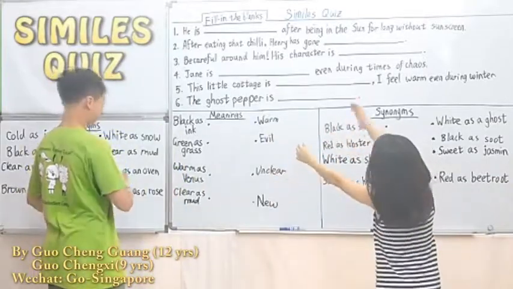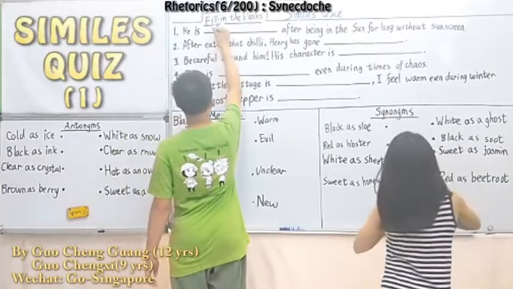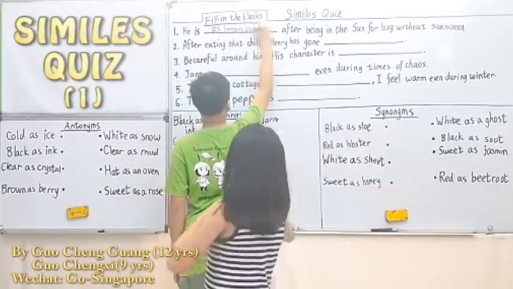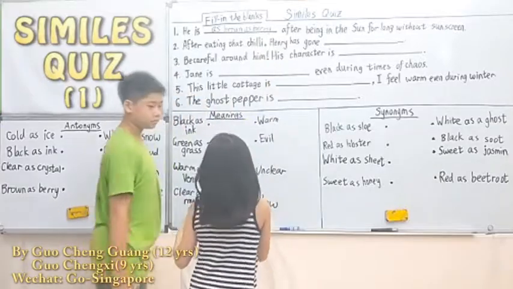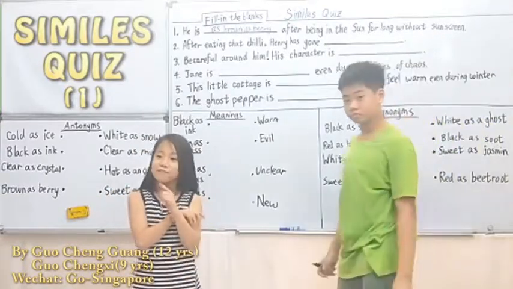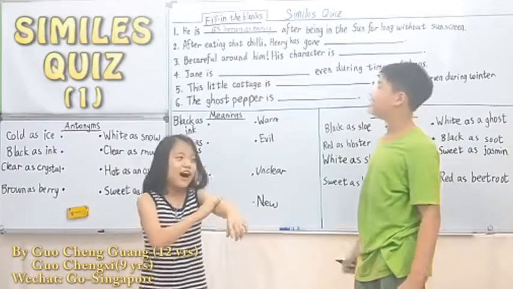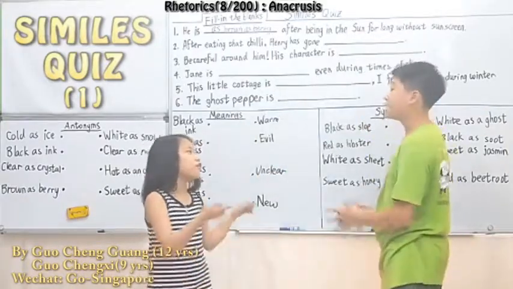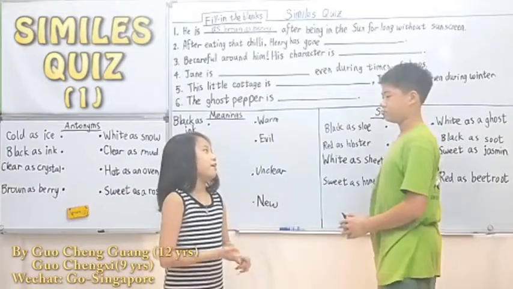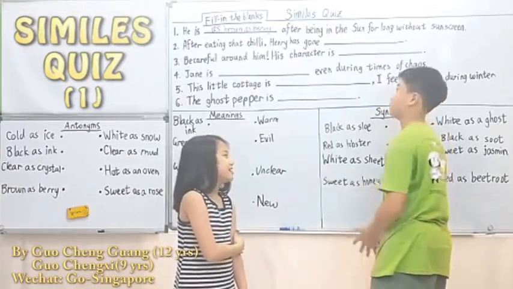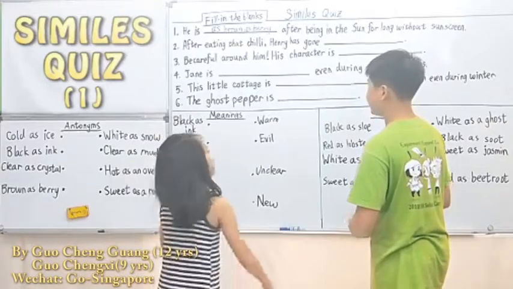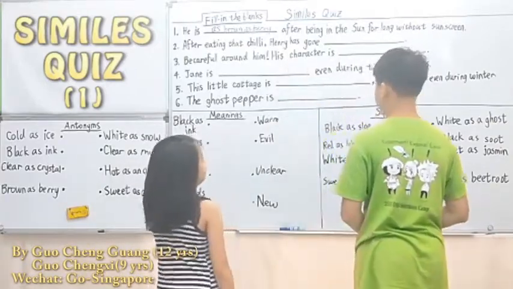He is as brown as berry after being in the sun for a long time. Can you explain why you chose as brown as berry? Because you know that you'll get tan, right? Yes. Anyway, most of the time when you go under the sun, you won't want to become black. Most of the time it won't, right? Yeah. Or it just becomes a very deep shade of brown. Okay, so that is the correct answer for the first part. As brown as a berry.